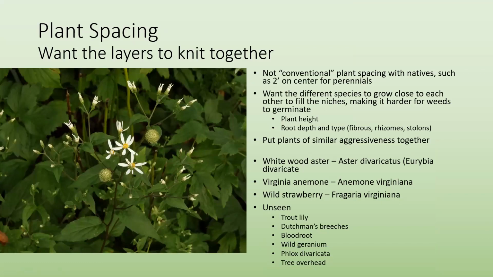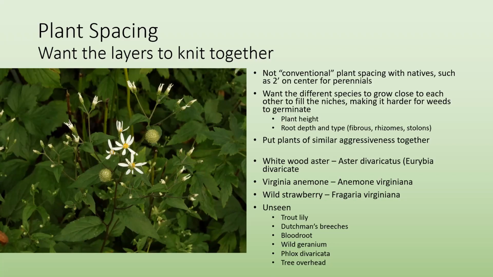So plant spacing: you want the layers to knit together when you're gardening with native plants like this. Not the typical plant spacing with natives, like 2 feet on center. You really want the different species to grow next to each other and to fill all the niches in the landscape. That makes it harder for weeds to germinate. Like the plant height, ground covers or taller perennials, you want them growing together. And then think about the root depth and type, like fibrous roots or rhizomes or stolons. You want a combination so that it really fills all the gaps in the landscape.